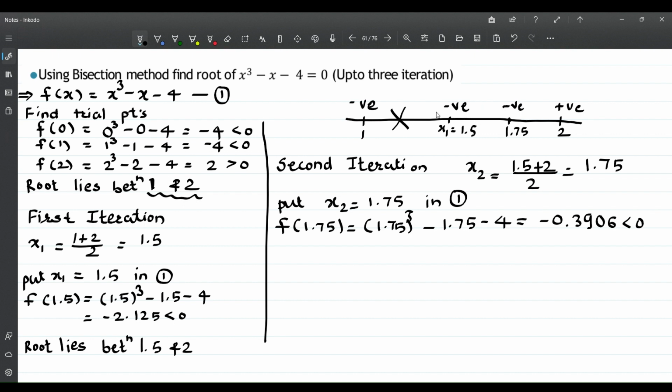Then the same sign side will get cancelled. Then the remaining side is 1.75. Well, remaining trial points are 1.75 and 2. So what we have to do here? We have to write here root lies between 1.75 and 2. Okay.